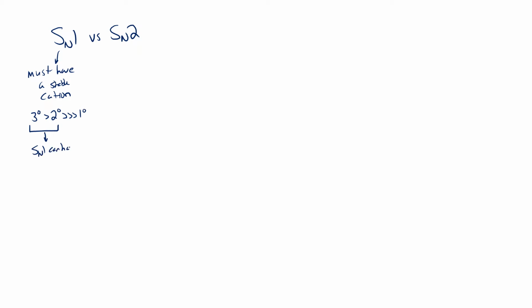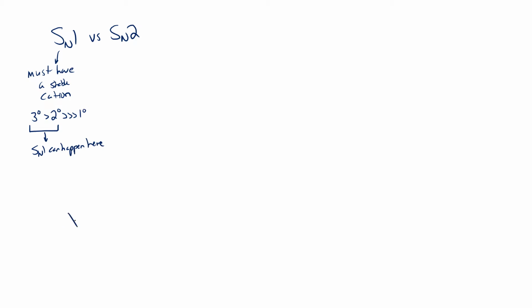So, SN1 versus SN2. SN1 must have a stable cation. Right, and how do we get stable carbocations? We add more stuff around there. So if you have a tertiary or secondary carbon, right, these are where SN1 reactions can happen. SN1 can happen here.